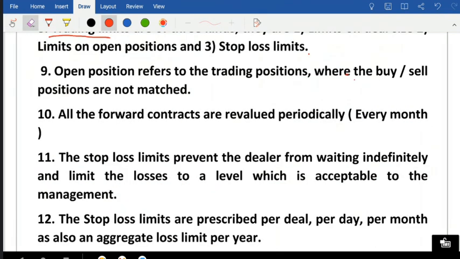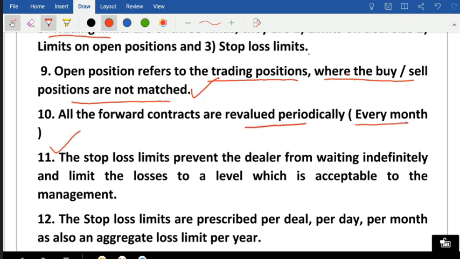Open position refers to the trading position where the buy and sell positions are not matched. That means at the day end you'll find either some dollars are left over or dollars are short. That is called the open position. All the forward contracts are revalued periodically, let's say every month. Forward contracts are revalued, and we see whether we are going towards loss or incurring a profit. And we have already talked about the stop loss.